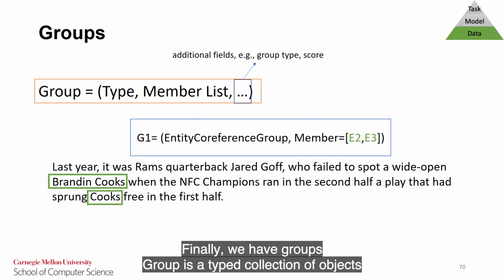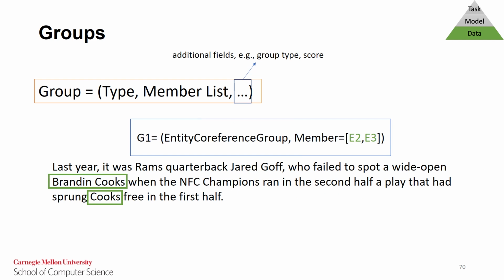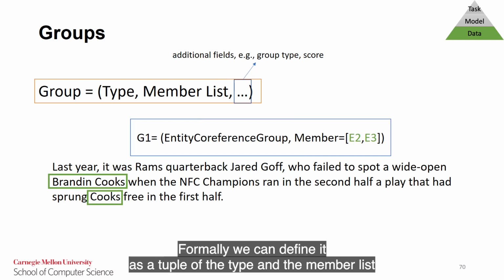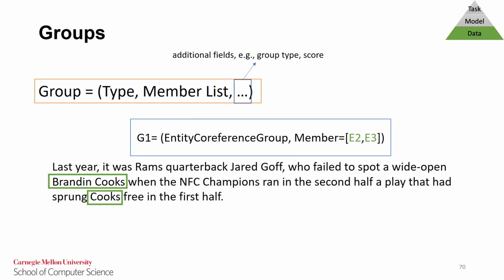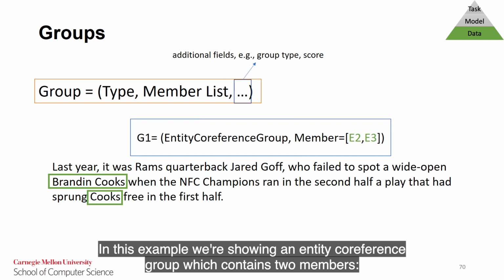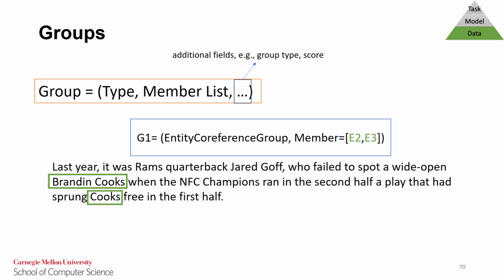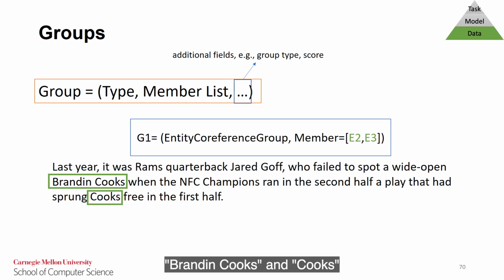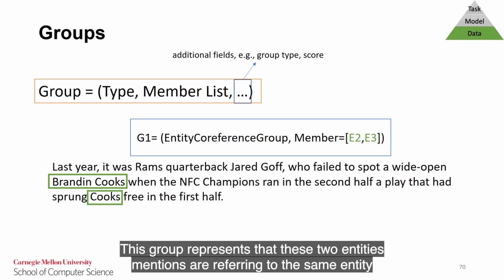This represents that the entity mention is actually a participant of this predicate event. Finally, we have groups. A group is a type and a collection of objects. Formally, we can define it as a tuple of the type and the member list. In this example, we're showing an entity coreference group which contains two members, Adam Cooks and Cooks. This group represents that these two entity mentions are referring to the same entity.